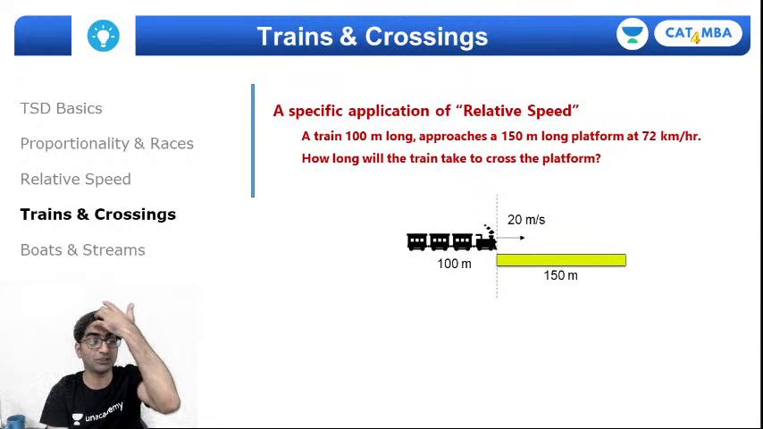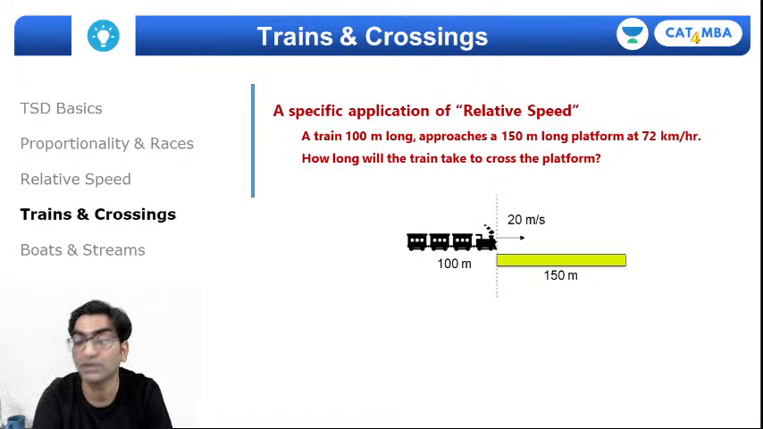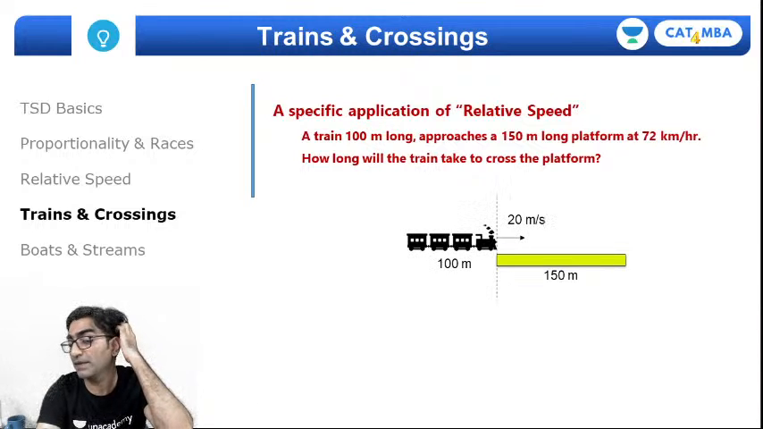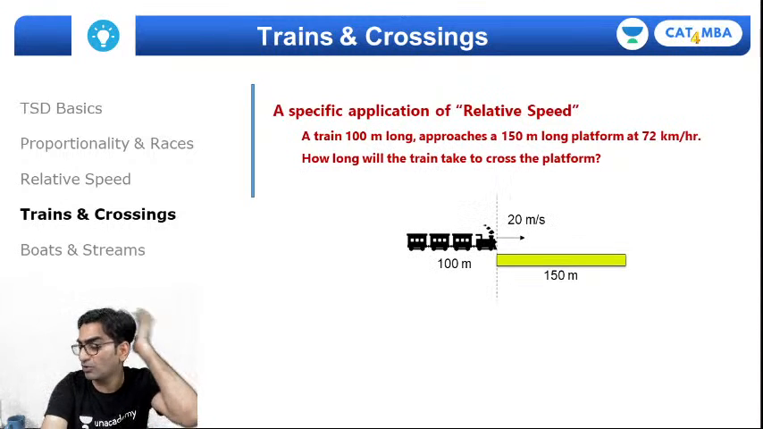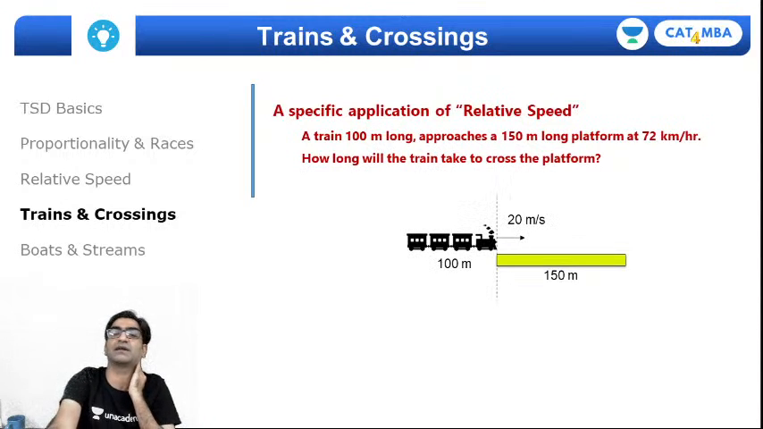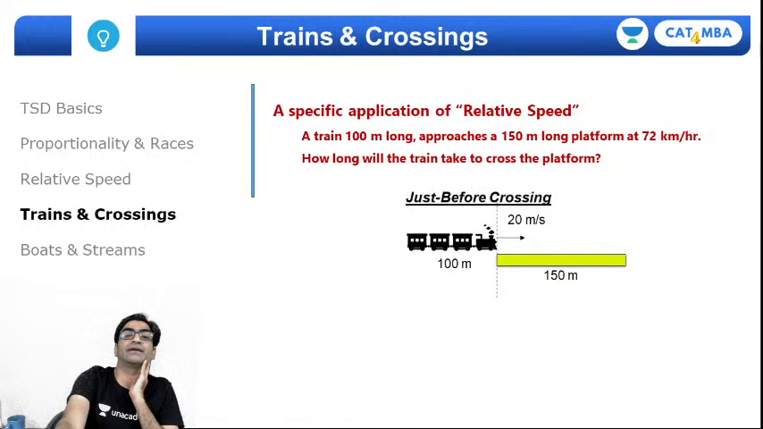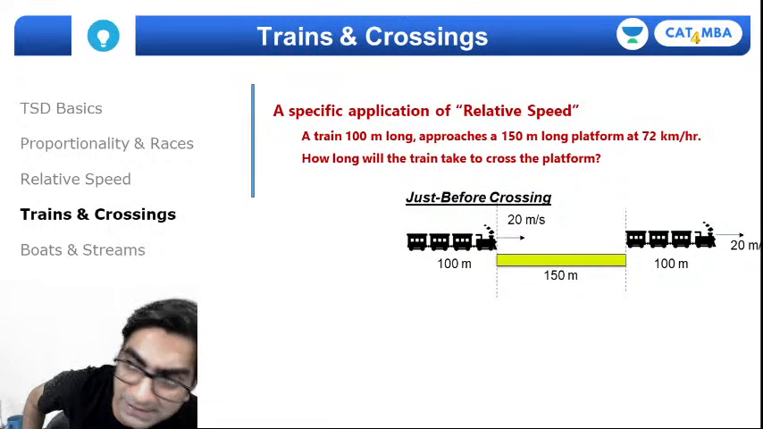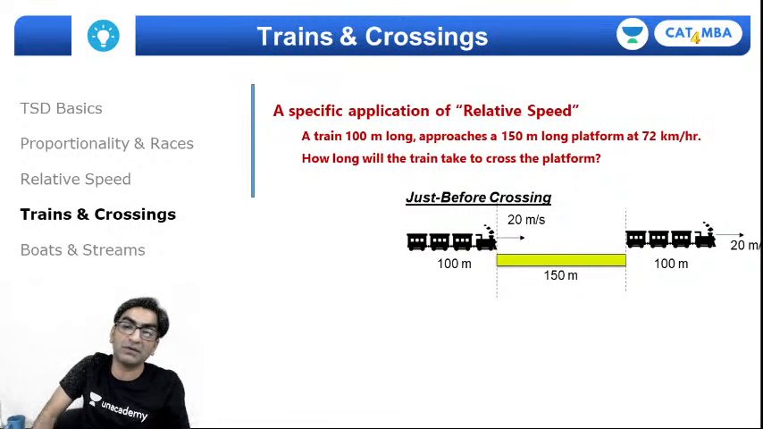I start the timer of my stopwatch here, right? If I start here, and I convert the speed of the train into meters per second, 72 becomes 20, right? So this instance is called the instant of just before crossing, and after some time the train would have completed the crossing, which means the last bogie of the train is going to exit the platform. So this is what it will look like, right?